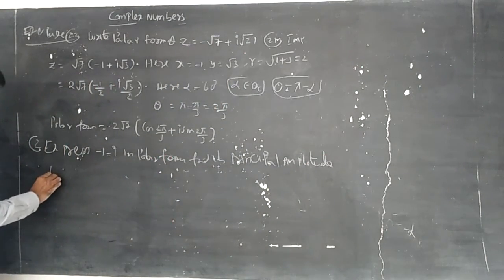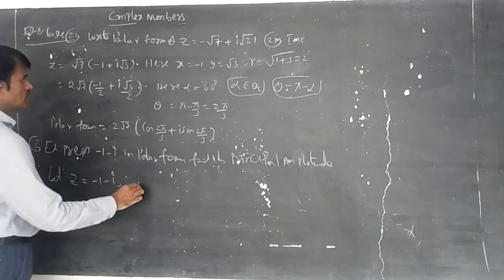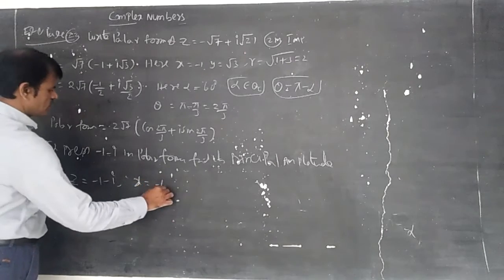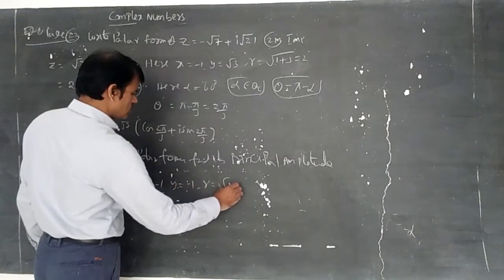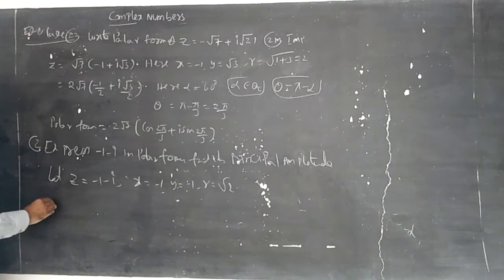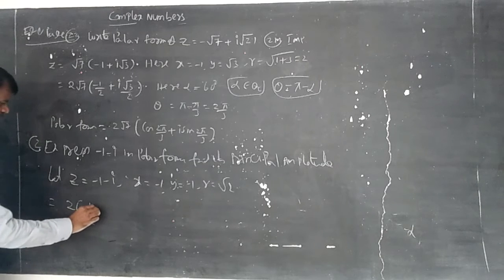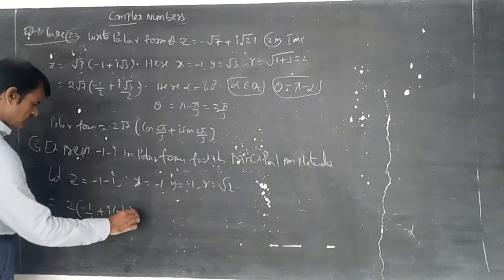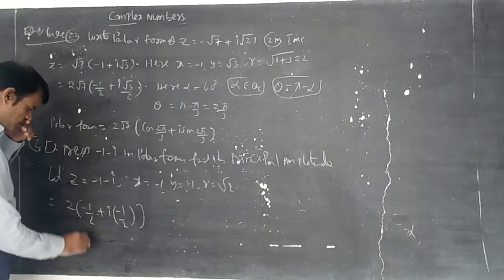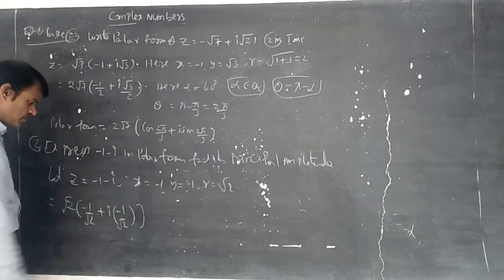Let z is equal to minus 1 minus i. Here x is equal to minus 1 and y is equal to minus 1. r is equal to root 2. So to get the polar form, you can write root 2 into minus 1 by root 2 plus i of minus 1 by root 2.